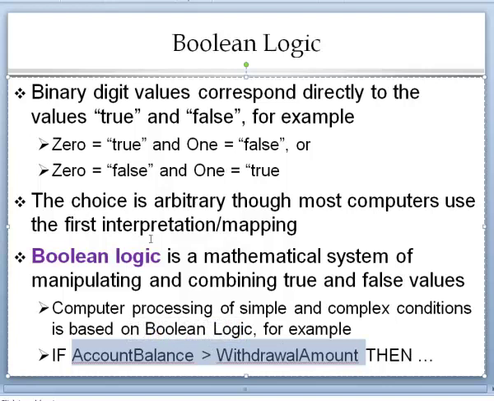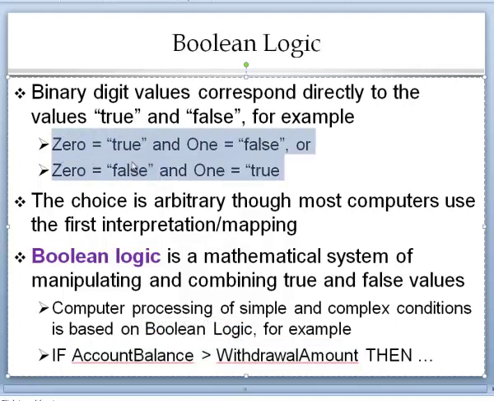Boolean logic, because it deals with true or false, maps very well to binary numbers. 0 true, 1 false, or vice versa. Once again, doesn't matter. Pick a convention and stick with it. Okay, and that corresponds directly back to the binary digits.